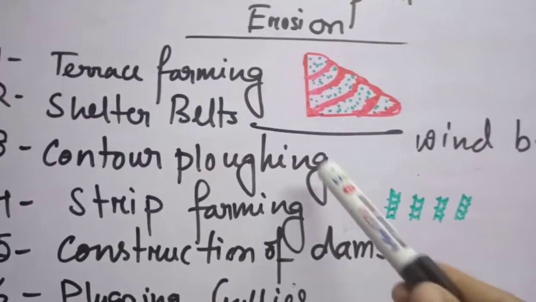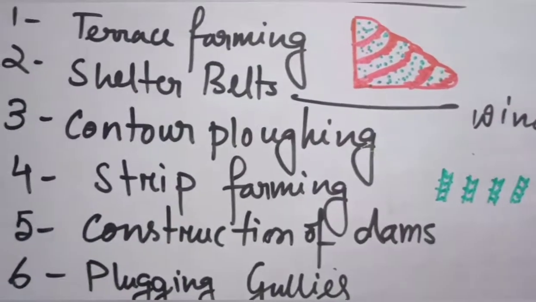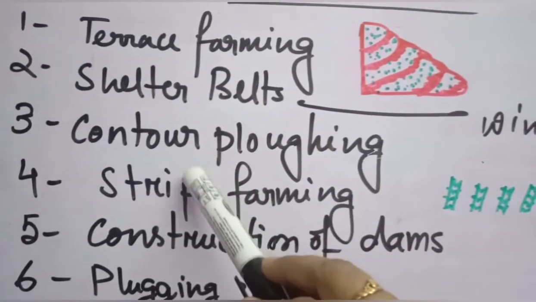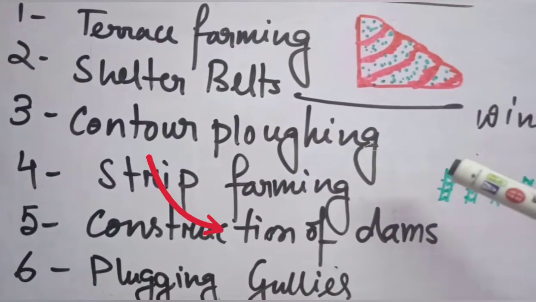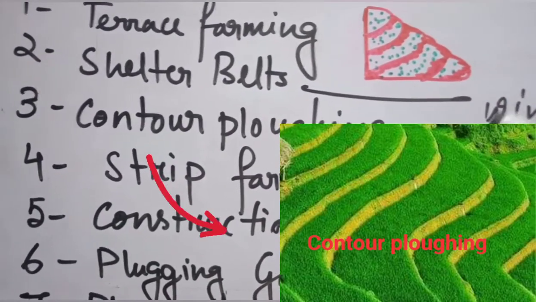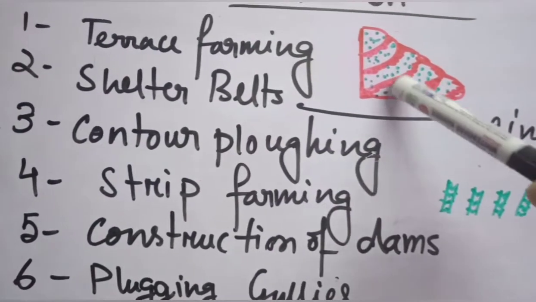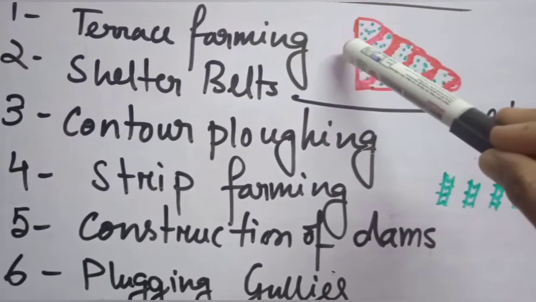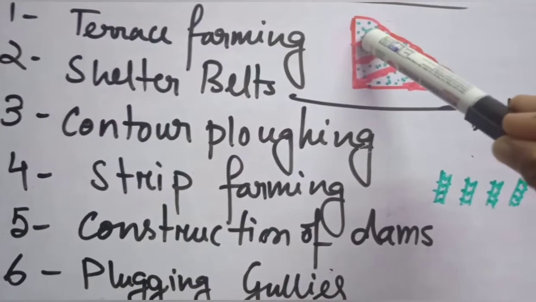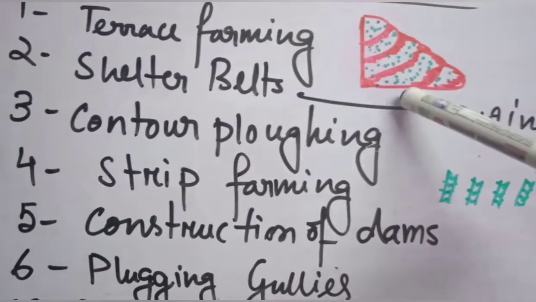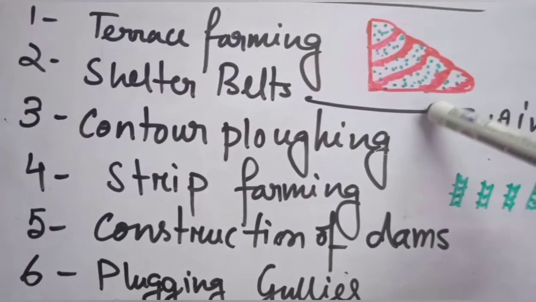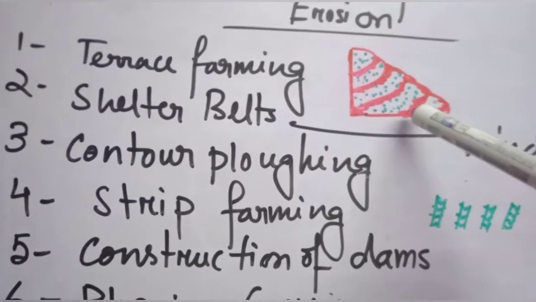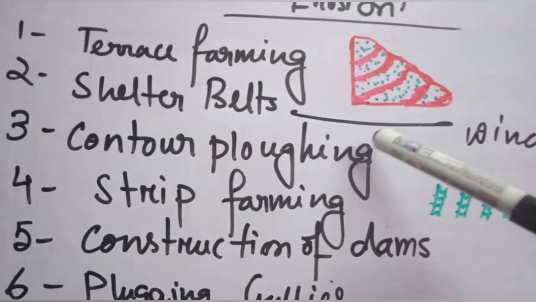Now number 3, contour ploughing. It's just like terrace farming. As you have read, contour means imaginary lines which join places having the same height above sea level. So it is also like step farming or terrace farming, at a particular height, on places having the same height. First make a step, then a second step, then a third step. In this way people grow crops in hilly areas or highland areas to prevent soil erosion.